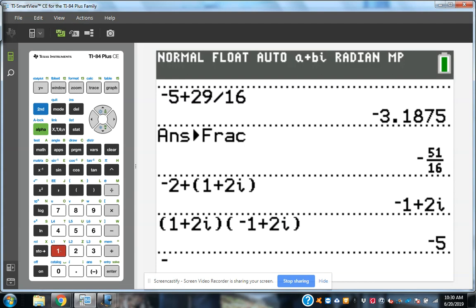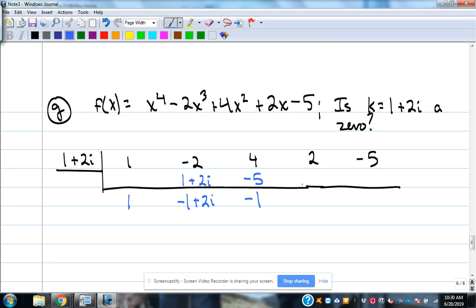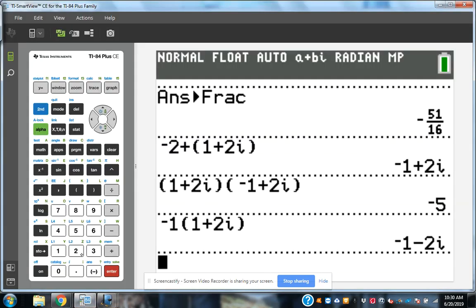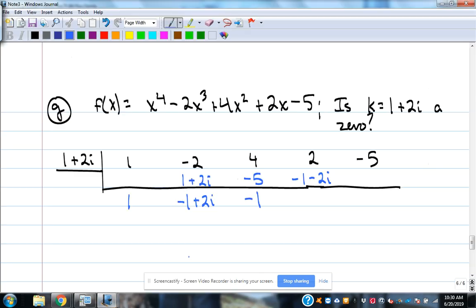So again, I'm taking negative 1 times 1 plus 2i. Should just change the signs of those, and it does. So that's negative 1 minus 2i. On the calculator, I'm taking 2 plus negative 1 minus 2i. I get 1 minus 2i.